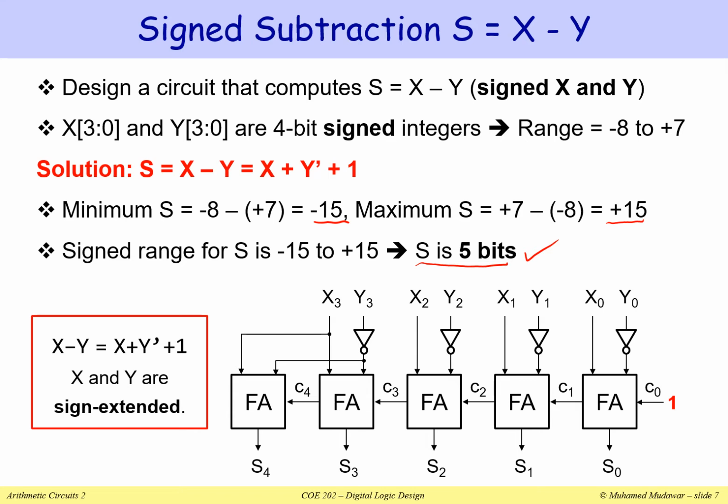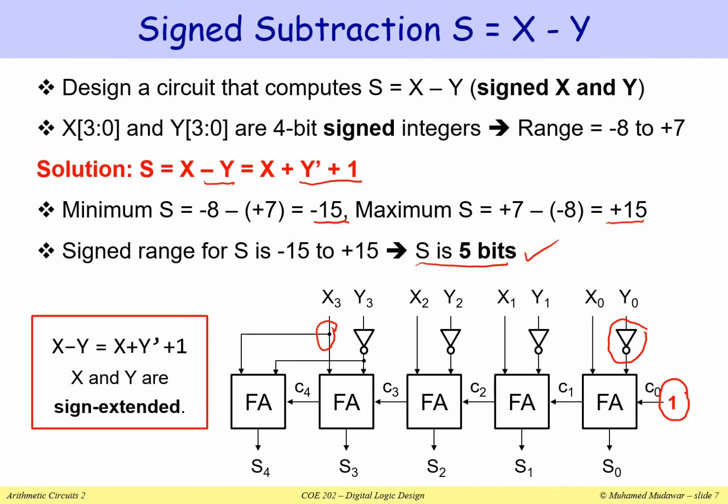So here's a circuit that calculates S is equal to X minus Y. Notice that X is sign extended, the same thing for Y. Notice that Y is inverted because we would like to calculate X plus Y prime plus 1. That's -Y. It's actually the 2's complement of Y. So we are inverting Y and we are adding here +1. So my input carry C0 is equal to 1.